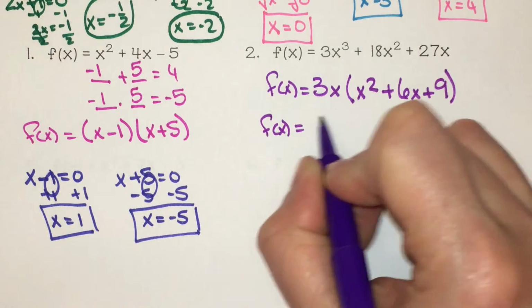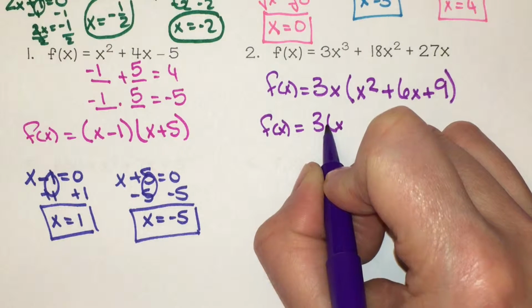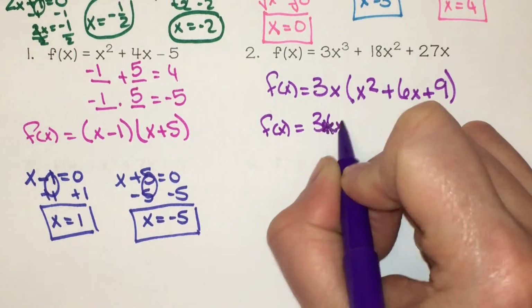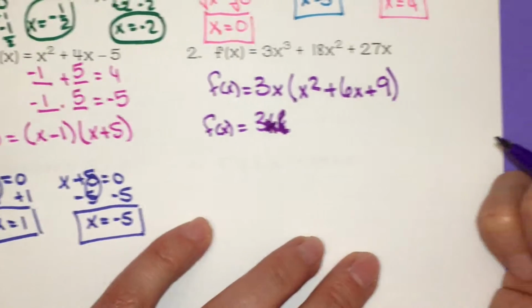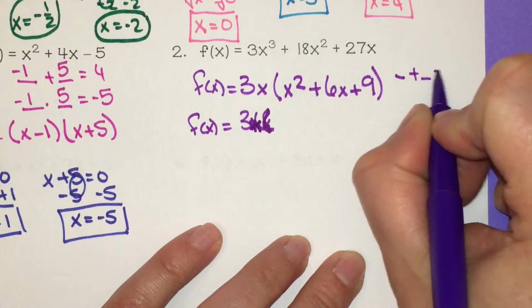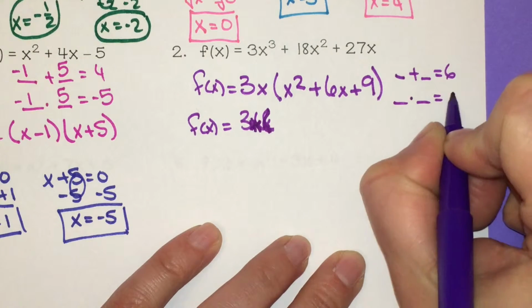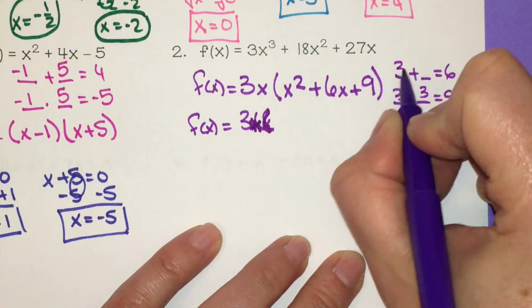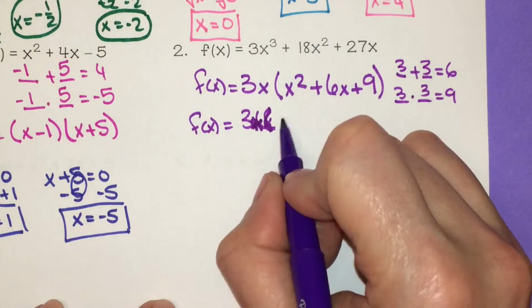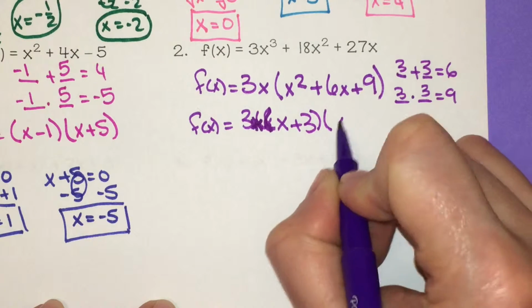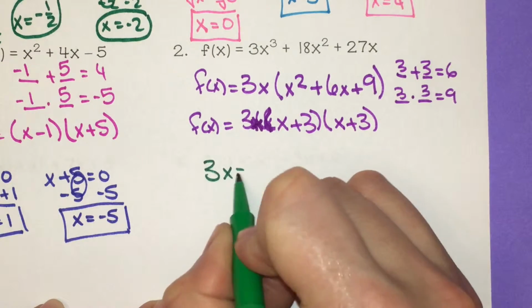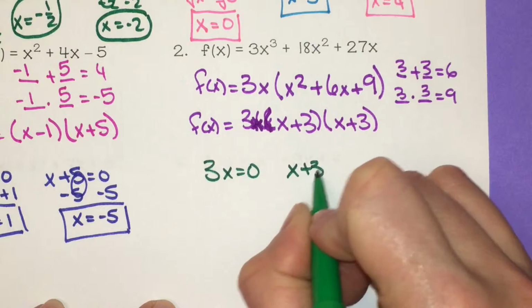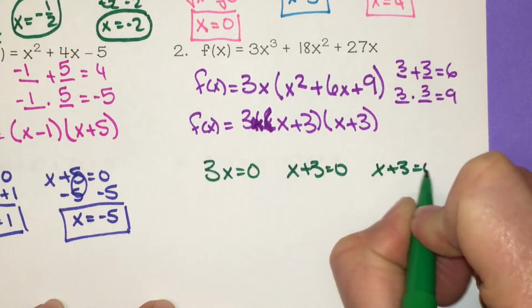Okay, f of x equals 3x times... we need to figure out what we add together to equal 6 and multiply together to equal 9. Well, 3 and 3. So that means x plus 3 times x plus 3. So I have to set each equal to 0: 3x equals 0, x plus 3 equals 0, and x plus 3 equals 0.